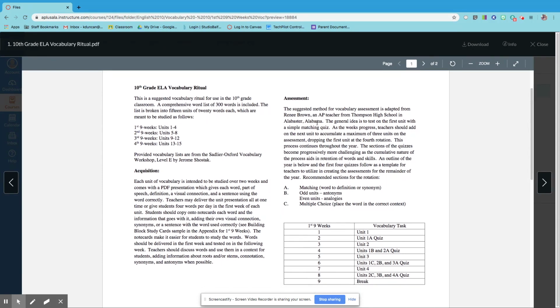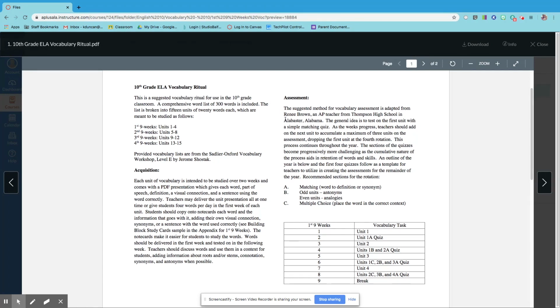To assess student learning, we follow the method of assessment from Renee Brown, an AP teacher at Thompson High School. Student knowledge is assessed every second week. The first unit is assessed with a matching quiz. As weeks progress, teachers add on the next unit to accumulate a maximum of 3 units assessed at a time, dropping the first unit in the 4th rotation.